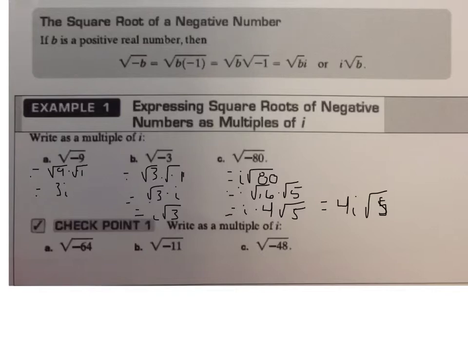There we go, 4i square root of 5. Pause here, try your checkpoints. When you come back, I will give you the answers.